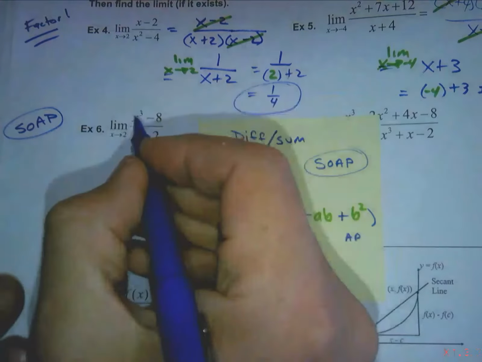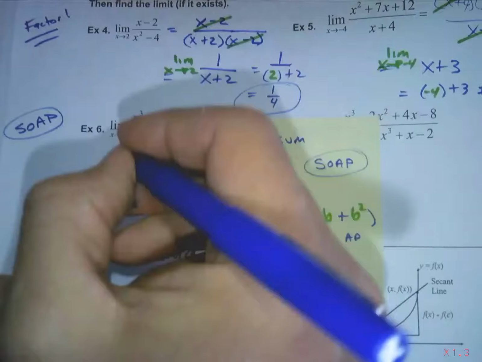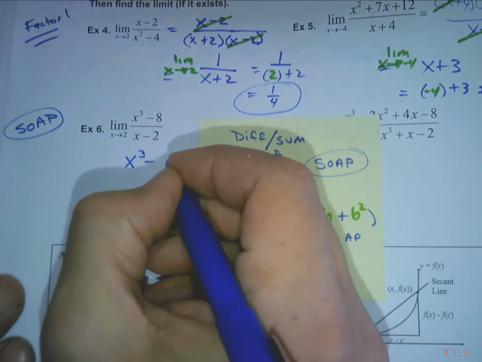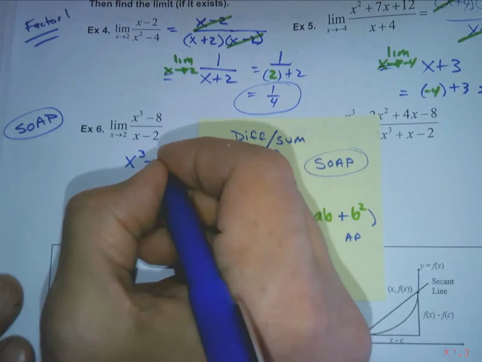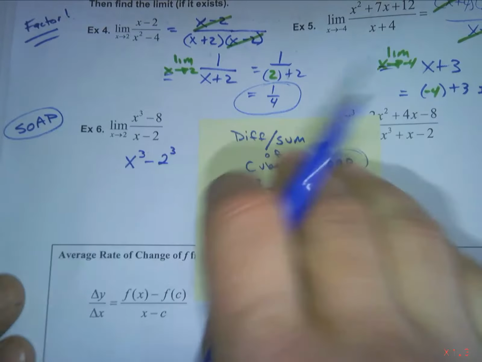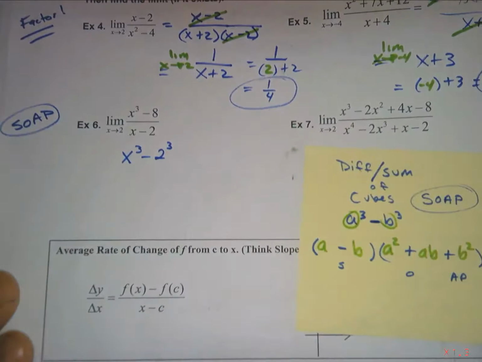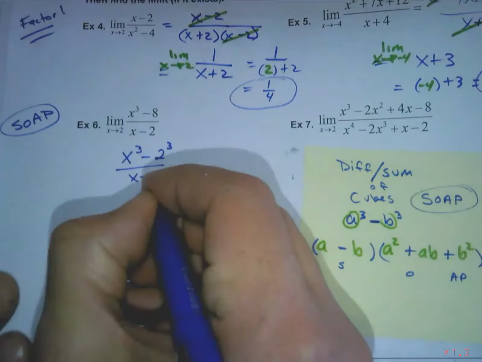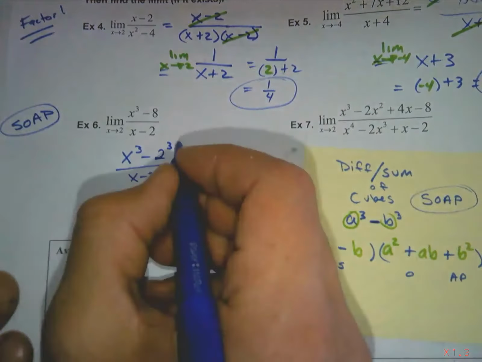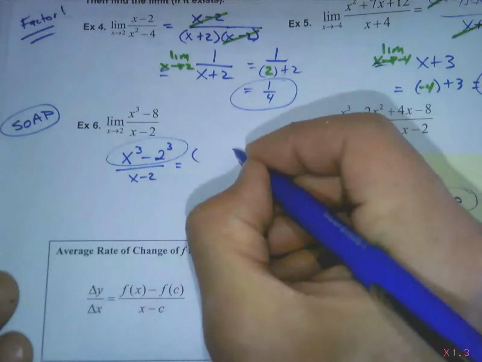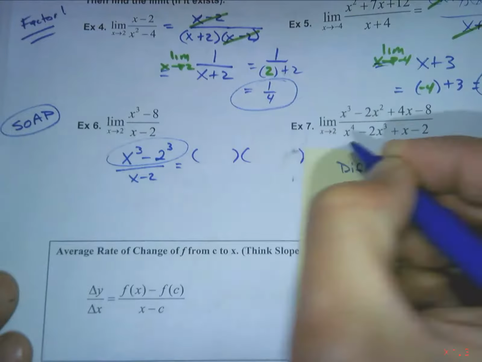I've got x cubed minus 8. So I'm going to write that as x cubed minus what cubed? What's 8 something cubed? 2. Okay, so let's move that over there. All right, leave that over x minus 2. All right, so I'm going to go ahead and factor this top. So I'm going to get a binomial and a trinomial.